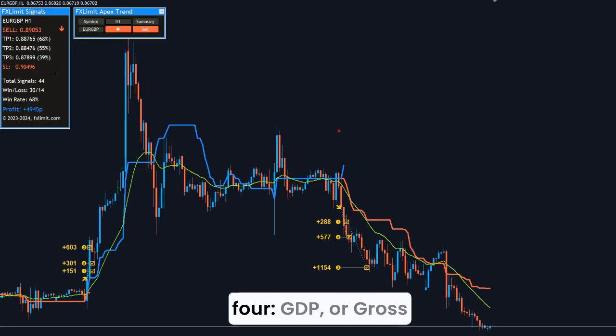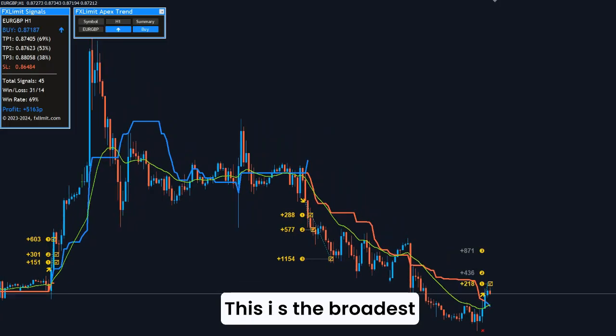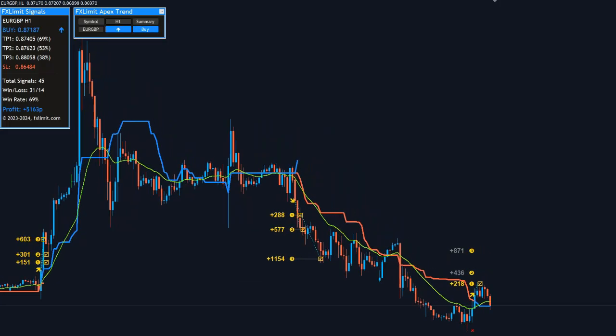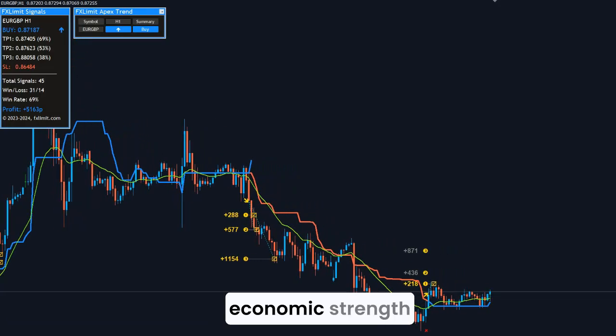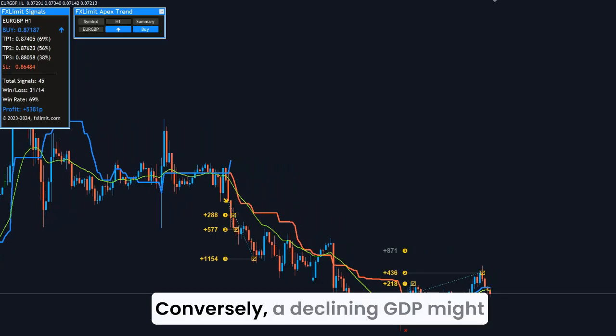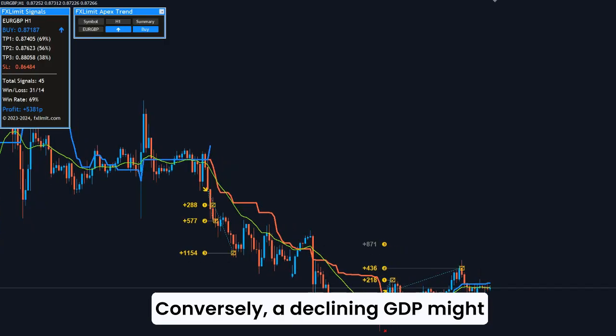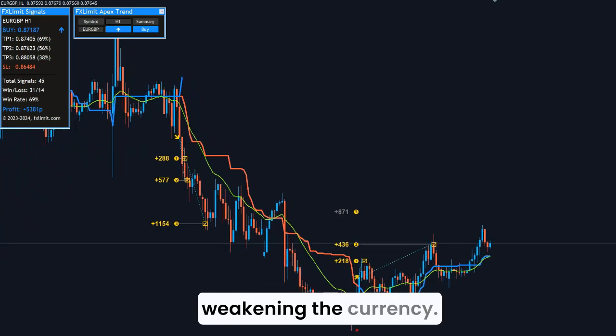Coming in at number 4, GDP, or Gross Domestic Product. This is the broadest measure of economic activity. When a country's GDP is growing, it usually indicates economic strength and can push its currency higher. Conversely, a declining GDP might signal recession, lowering investor confidence and weakening the currency.